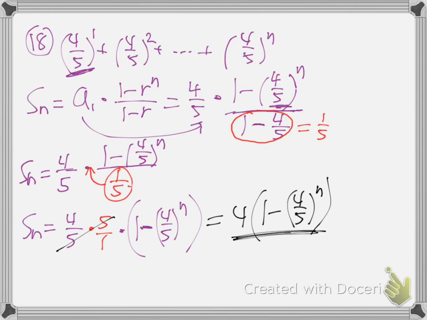Questions? Because we're halfway through now. What was number 18 out of 36? We're halfway. We have an hour to go. Good, we're on track.